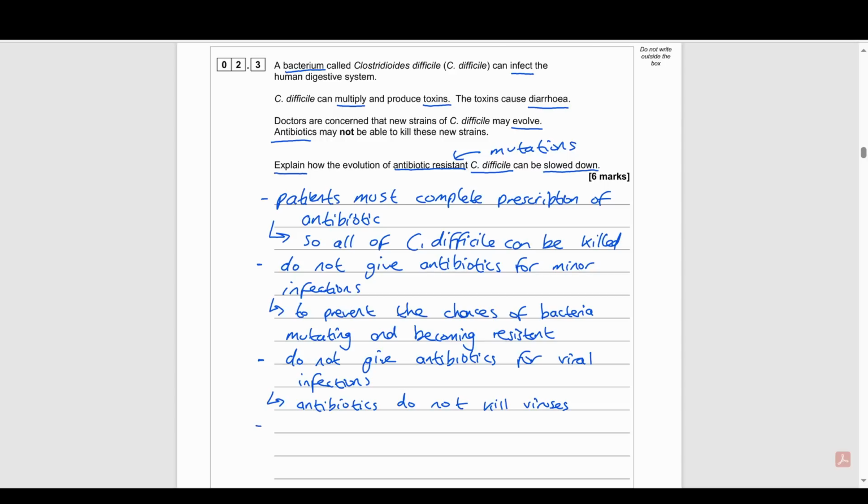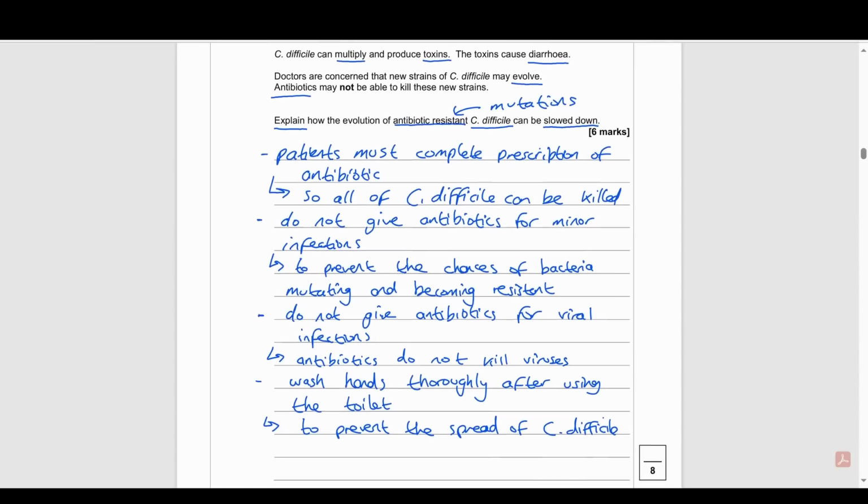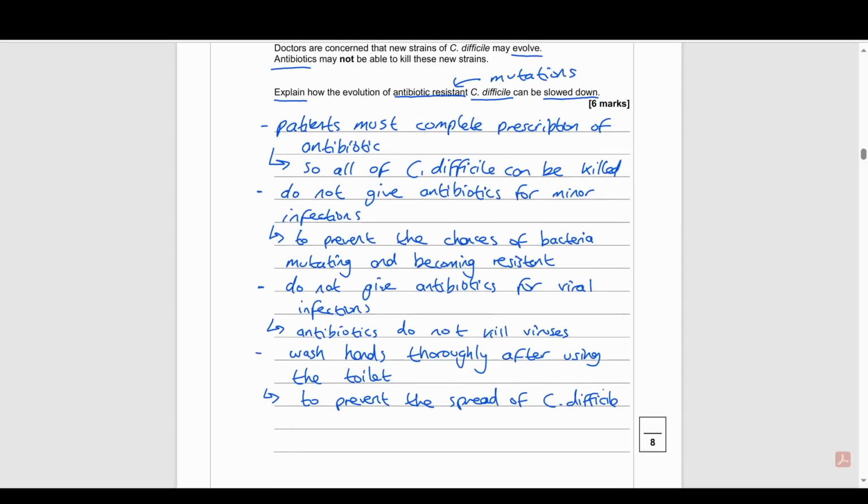And one more point that we could say is, how can we prevent the spread of this C. difficile? Well, to prevent spread of a pathogen, there are some methods that human beings can do. One of the most common methods is to wash your hands. Now remember that the toxins cause diarrhea. So a person that's experiencing diarrhea would most frequently go to the toilet. So what we should say is to wash hands thoroughly after using the toilet. And our reasoning again is to prevent the spread of C. difficile.